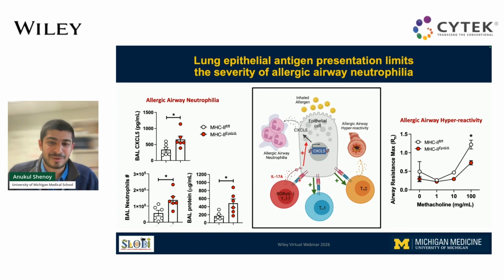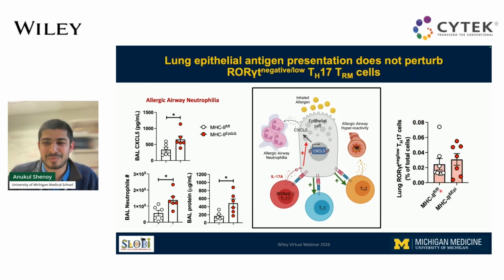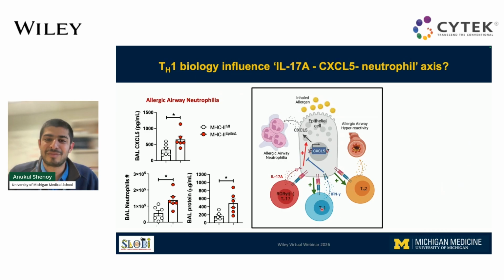Mechanistically, the question is then what is driving this increased CXCL5, right? And we assumed that it would be an increase in these Th17 cells, but it turned out to be a little more interesting than that. We did not find any differences in Th17 cells. Instead, we asked if epithelial MHC class 2 is helping Th1, could it be possible that the interferon gamma coming from the Th1 cell in retrograde is shutting this inflammatory response in the epithelial cells?